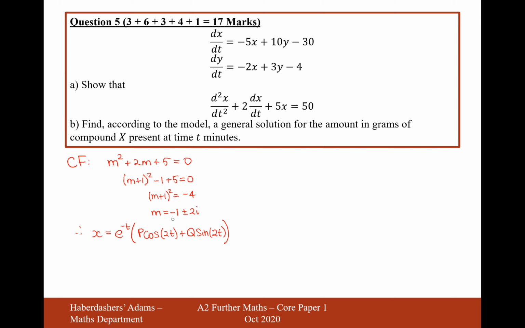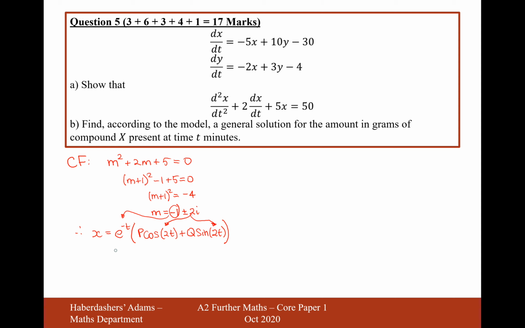Okay, so that's the general form. What happens here is the -1 goes on the power of the exponential, and the 2 goes inside the sine and the cos; don't worry about the plus or minus bit. That's just something to remember. It's just a form for when your complementary function has a complex root. This is your answer for the complementary function.